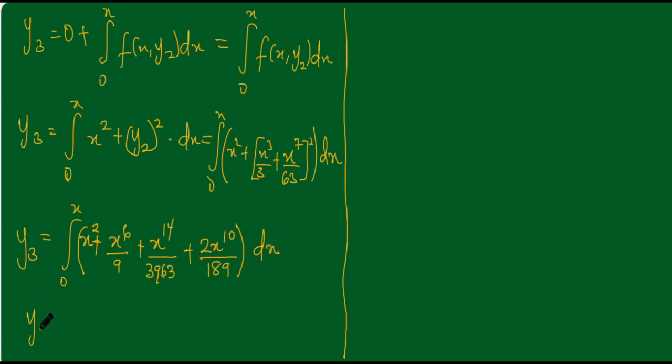Our y3 now becomes x raised to power 3 divided by 3 plus x raised to power 7 divided by 9 multiplied by 7 plus x raised to power 15 divided by 15 multiplied by 3,969. Oh, sorry, I made a mistake writing 3,963. Let me erase that. Let me just write every one of that.